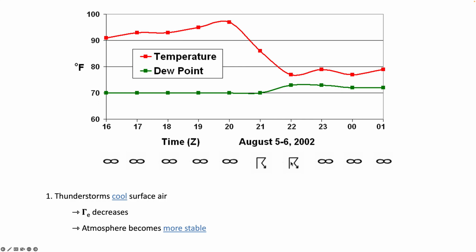And so when we talk about thunderstorms in our future videos, we're going to see that the atmosphere actually becomes more stable as a result of a thunderstorm actually causing rain to fall. I'll also note that thunderstorms can actually lead to cloud level warming as a result of latent heat release. So as we're getting cooling at the surface, we can also have some warming occurring at cloud level. And that also causes our environmental lapse rate to decrease.